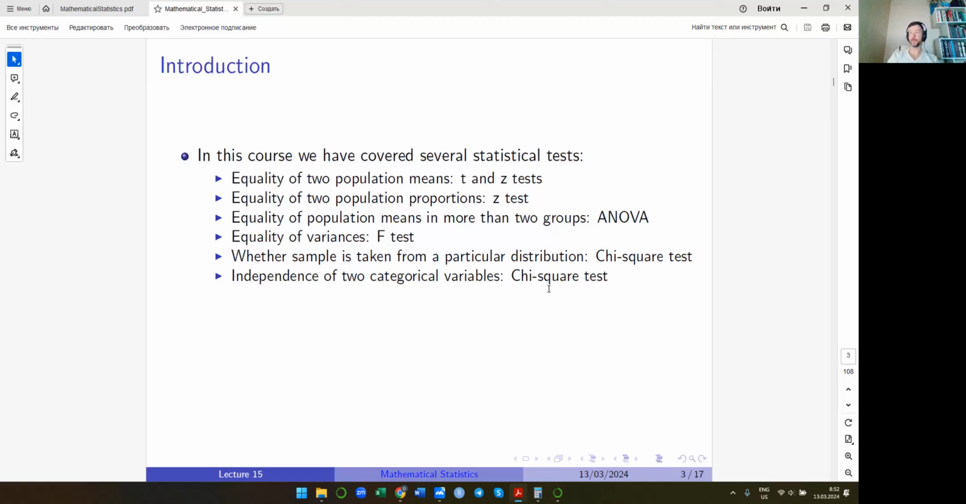So we know a lot at the moment, and we are able to solve many practical tasks, and with the help of data we are able to answer many questions if there is a significant difference between the population parameters in two samples, in two or more samples.